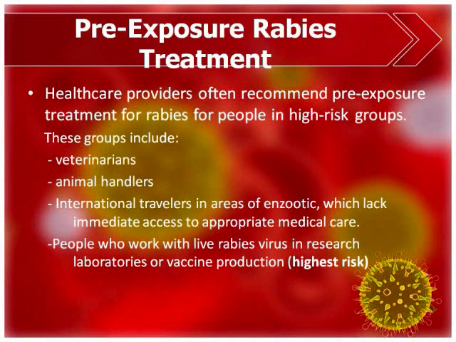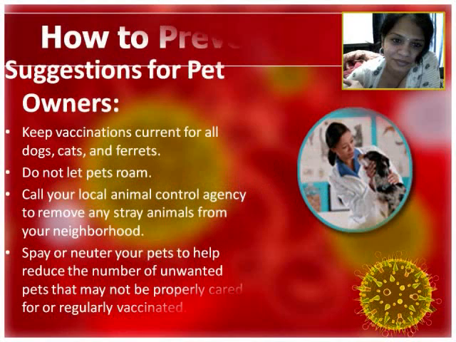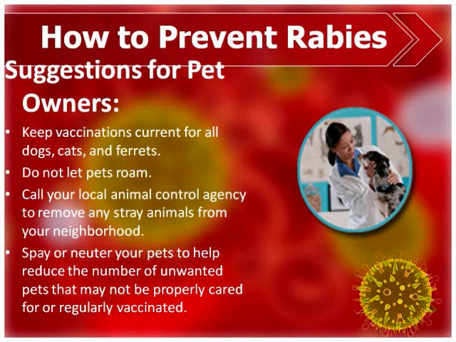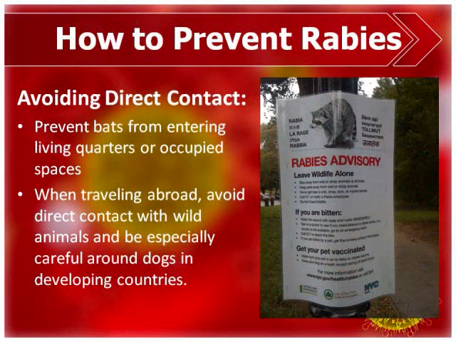Pre-exposure rabies treatment is available for high-risk groups, which include veterinarians, animal handlers, international travelers, and laboratory workers who work with the live virus. The best prevention for rabies is to have a household pet vaccinated and report any stray animal in your neighborhood. To prevent rabies in humans, avoid direct contact, and teach children never to handle unfamiliar animals. When traveling abroad, avoid direct contact with wild animals, especially dogs in developing countries.